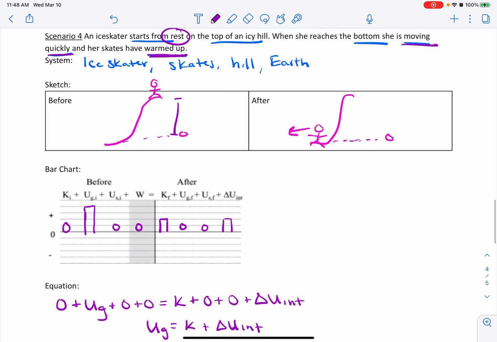So in this video, I went over how to look at a scenario, figure out what kind of energy it has initially and finally, track that using a bar chart, and then make an equation based on that. Hopefully this was helpful.